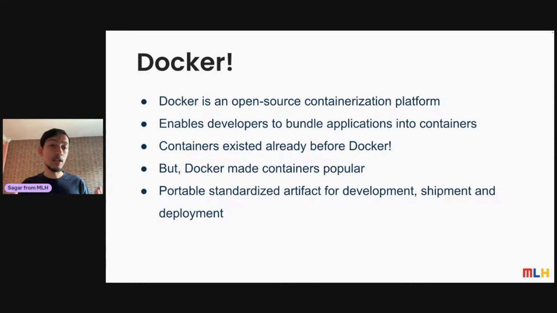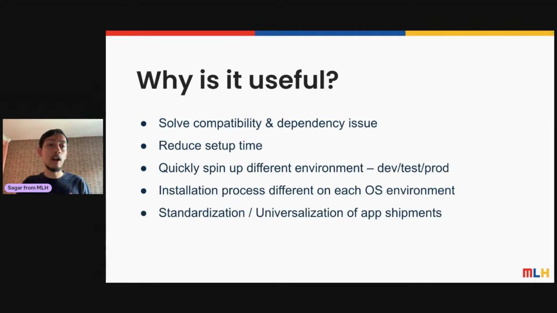It enables developers to bundle applications into containers. Containers, like I said, already existed before Docker, but Docker made them more popular, and it is nowadays a standard artifact for deploying and shipping your applications. It is useful for the reasons that I already covered. To reiterate, it solves the compatibility and dependency issue because it bundles everything into a single unit. Since you already have everything you need in the container image itself, next time when I get a new machine, or want to test my application on a server, I don't need to install my programming language or framework and so on. I can just quickly spin up Docker, so that reduces my setup time.